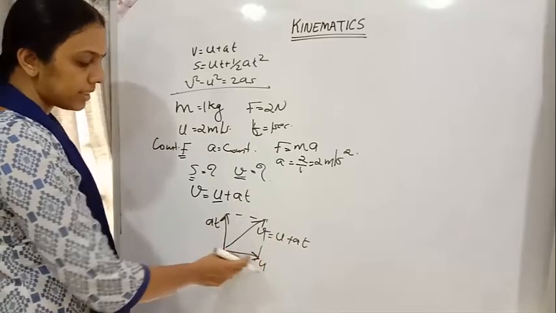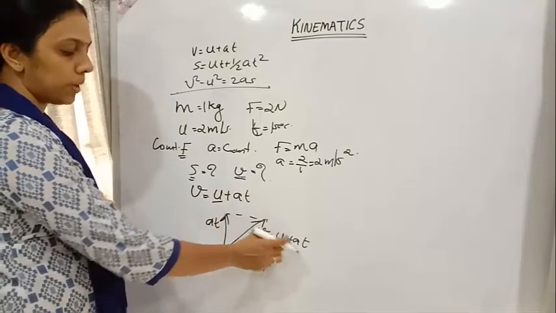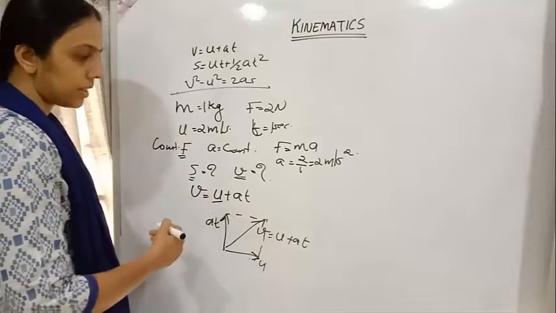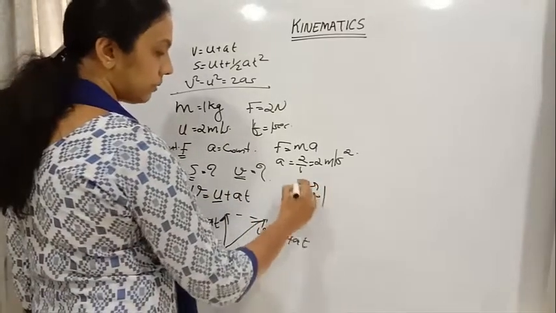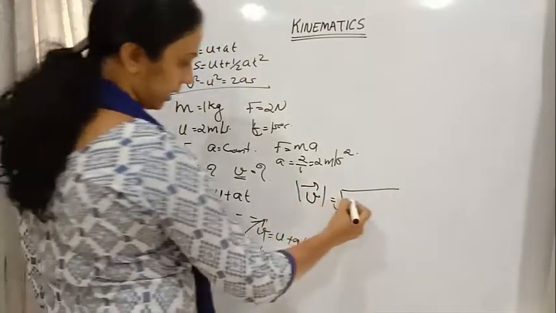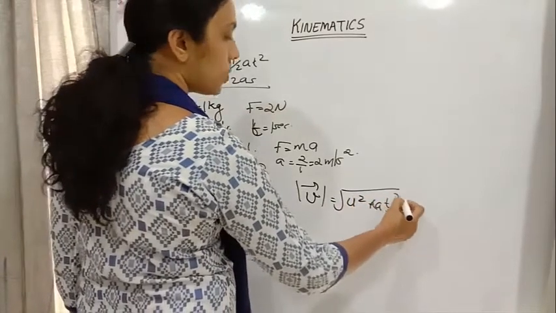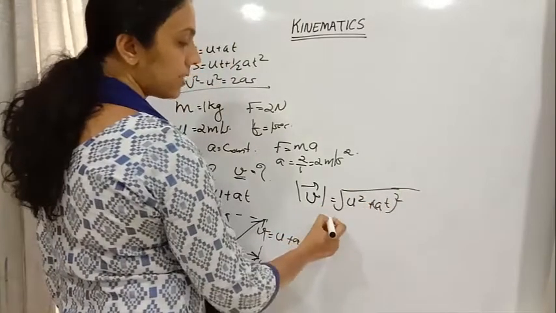If u is acting in this direction and at is acting in this direction, then v will be u plus at. How can I find out the velocity v? By taking the vector equation. Here the resultant velocity v will be equal to root of u square plus at the whole square plus 2u·at cos 90. Cos 90 is 0, therefore u square plus at square.